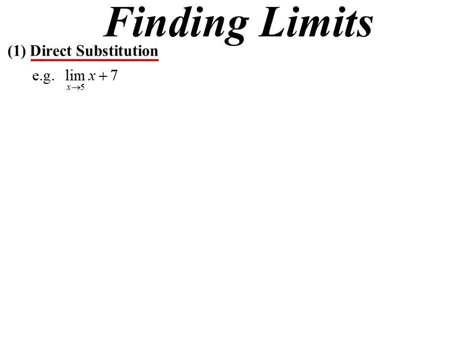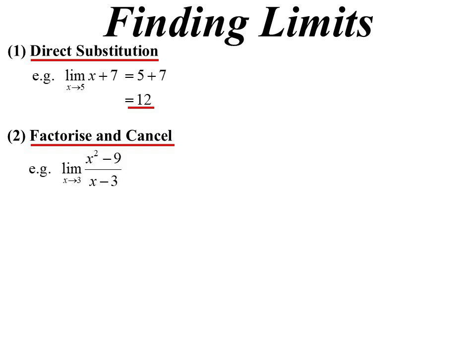So something like this we can do by direct substitution, and we just plug it in. 5 plus 7 is 12. We've got our answer. Some, however, don't work like that. And maybe we try this idea. Factorise and cancel. The limit as x approaches 3 of x squared minus 9 over x minus 3.